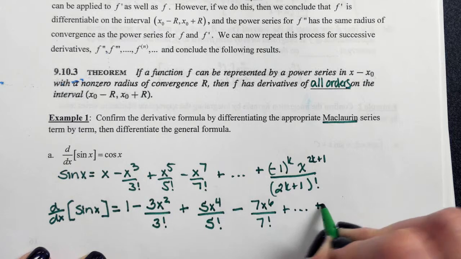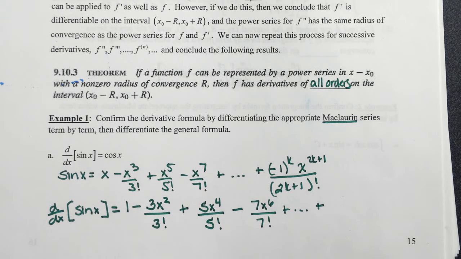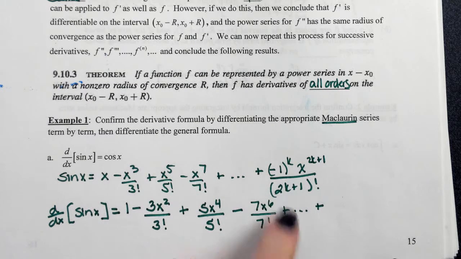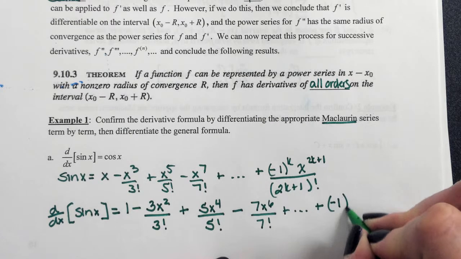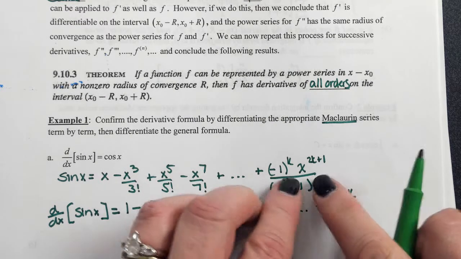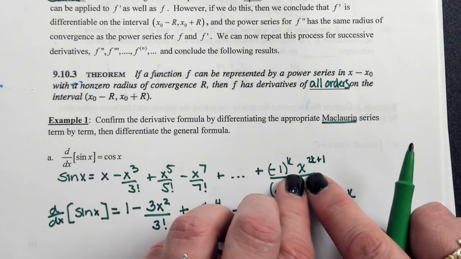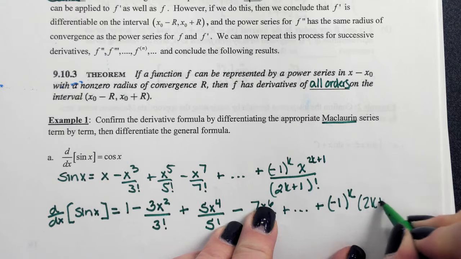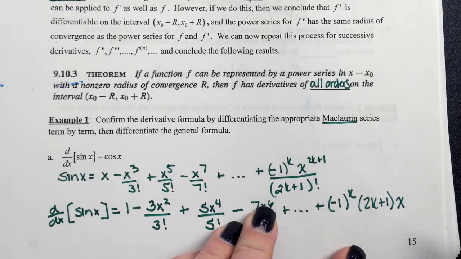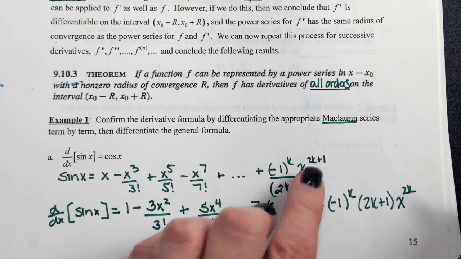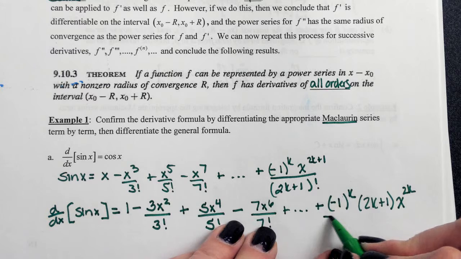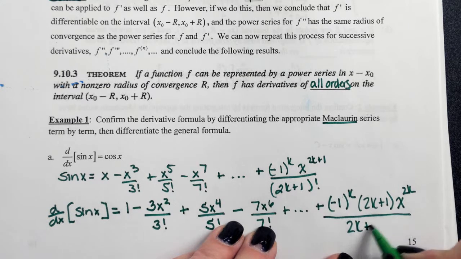Plus, dot, dot, dot, plus. Remember, I'm taking the derivative with respect to x, not k. So when I take the derivative of the nth term, again, negative 1 to the k is just a constant. So I'm going to have to apply my power rule when I take the derivative of x to the 2k plus 1. That's going to give me a 2k plus 1 using my power rule times x raised to the 2k, and when I subtract 1 from the power, 2k plus 1 minus 1 will give me 2k. All over 2k plus 1 factorial.